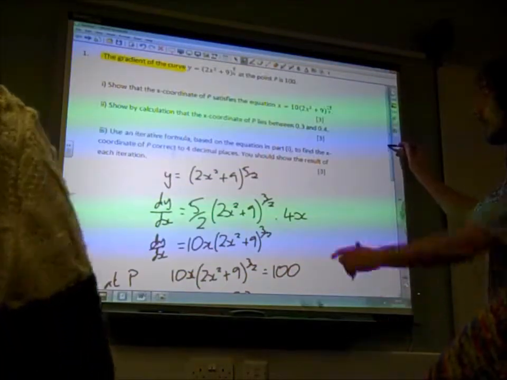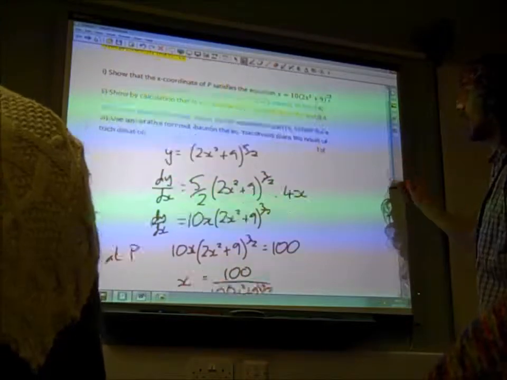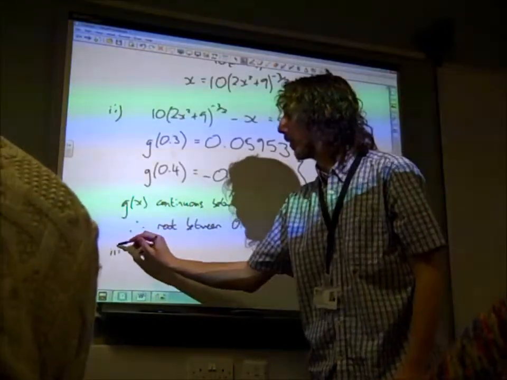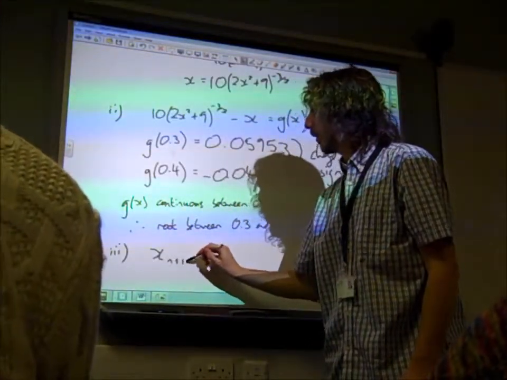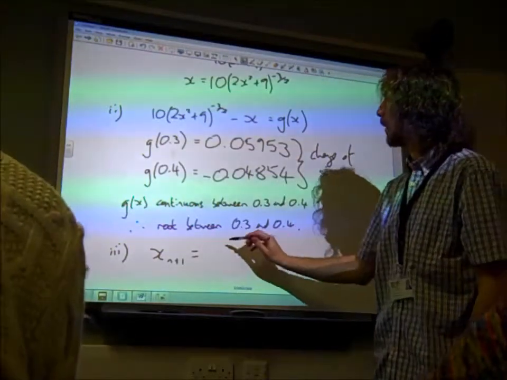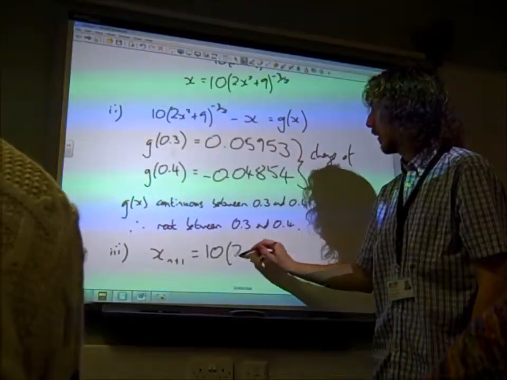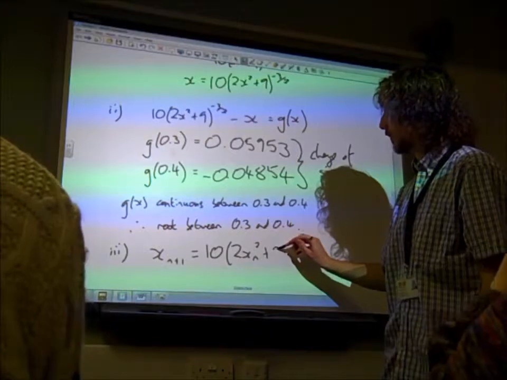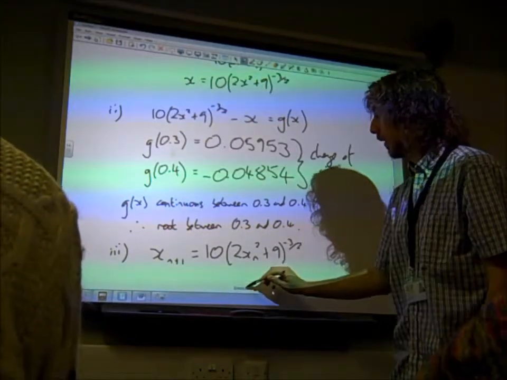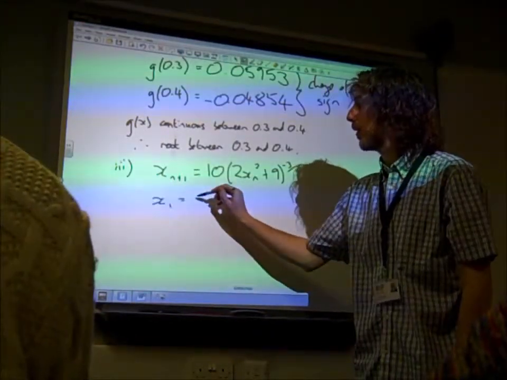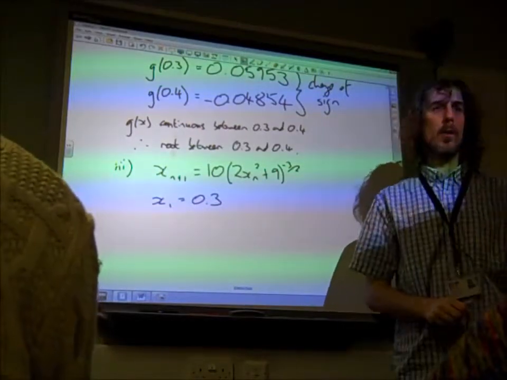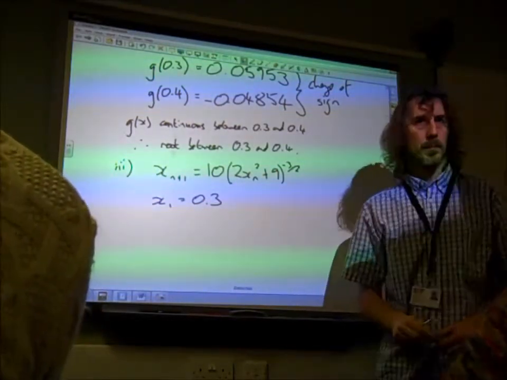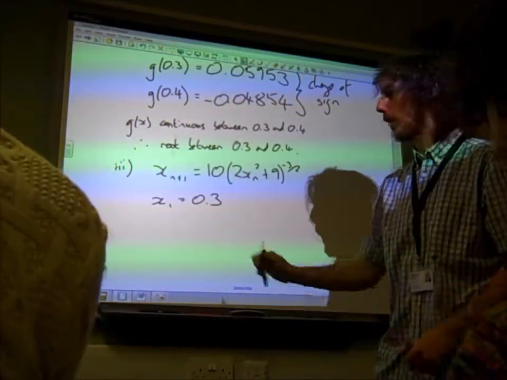The iterative formula based on this equation is going to be xn plus 1 is, what was that thing? 10 (2xn squared plus 9) to the minus 3 over 2. And let's start at 0.3. It would seem pretty sensible to start at one of those two values.